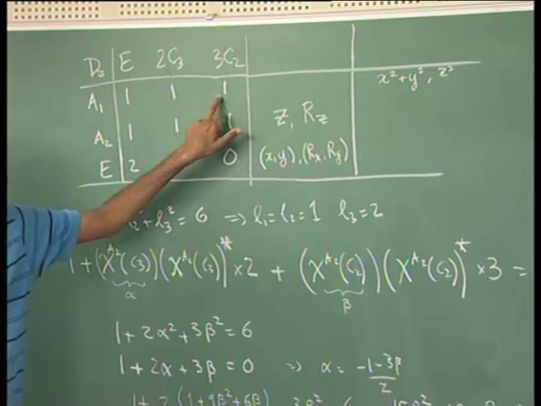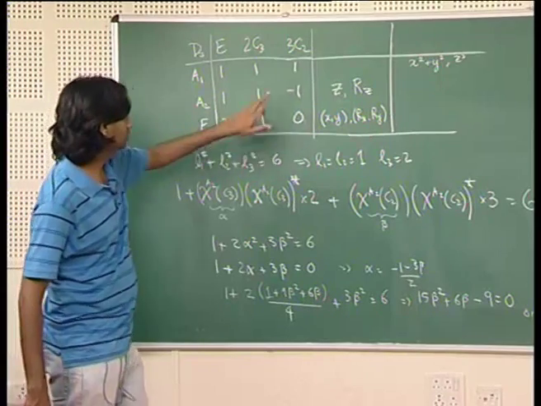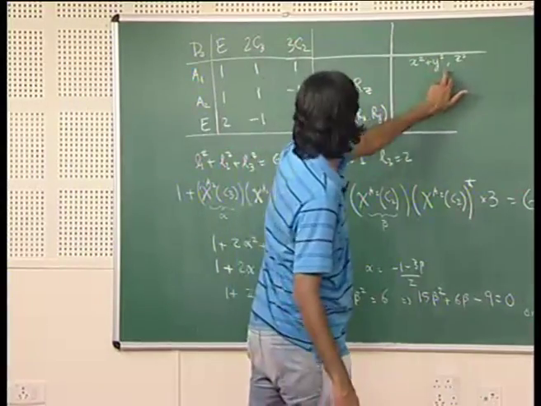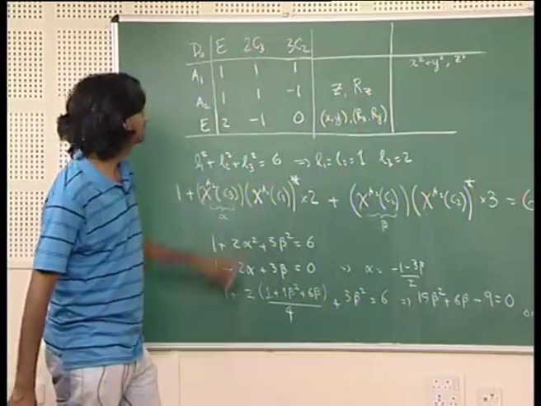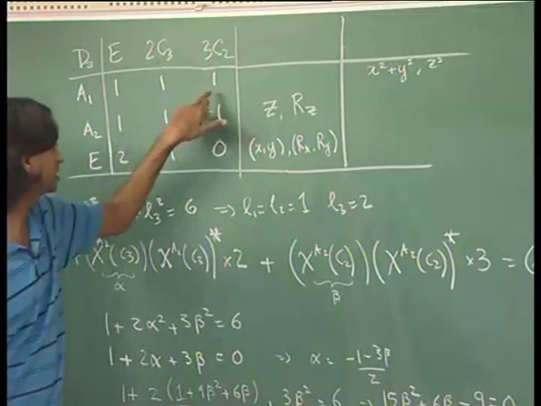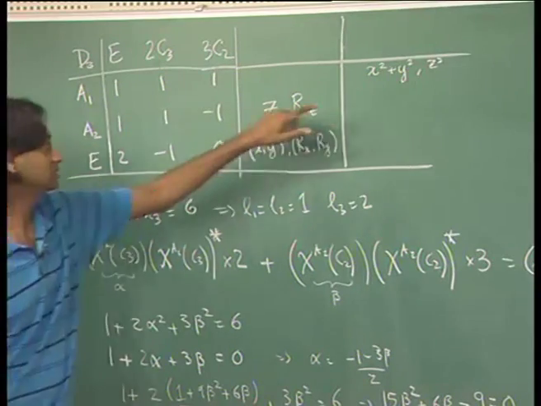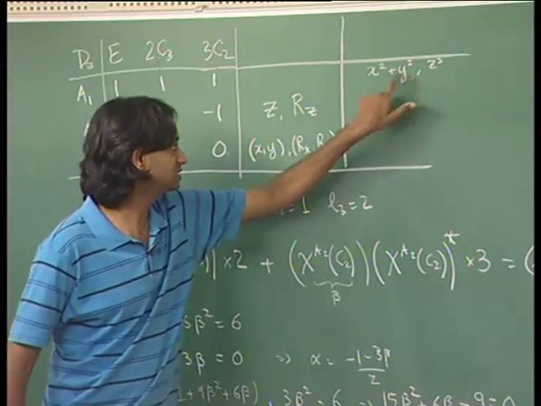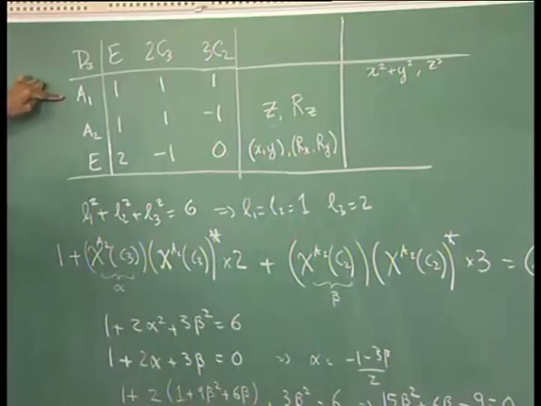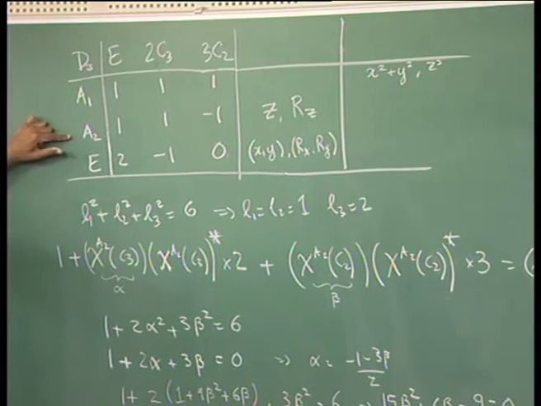Okay. So, z square, nothing will happen to z square. Similarly, C2 will preserve x square plus y square, and C3 will also preserve x square plus y square. So, these are preserved, and so they transform like A1. So, this product appears in the first row.